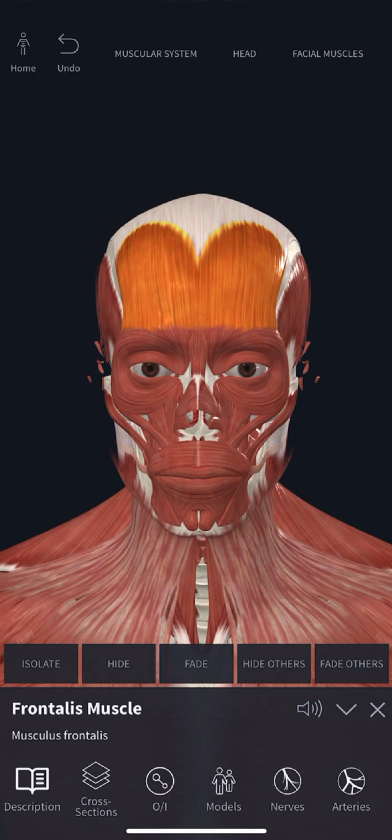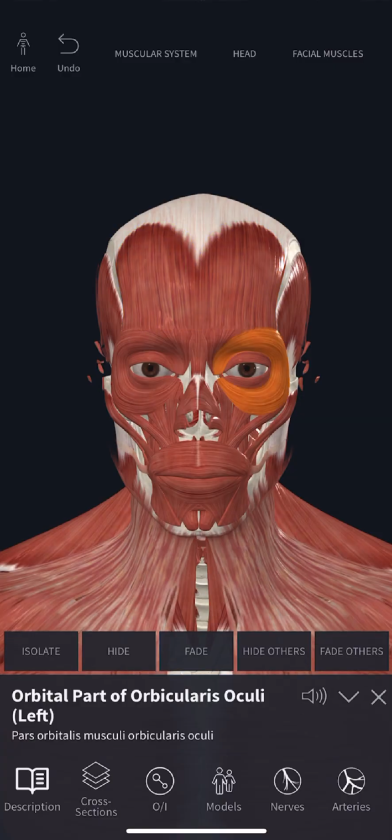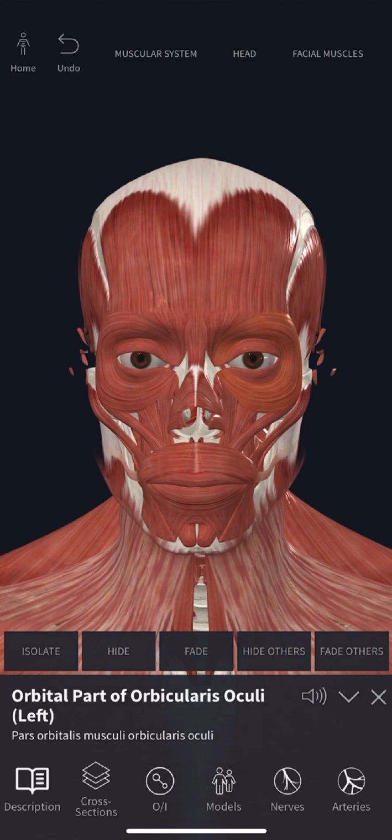So its insertion is on the skin of the eyebrows because its action is to raise said eyebrows. Next we have the orbicularis oculi. The orbicularis oculi is orb-like, and oculi, kind of like the Oculus, which Meta came out with, has to do with the eyes. So orb-like eyes, muscles.